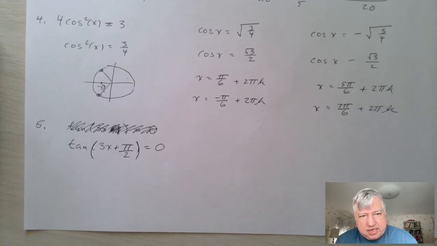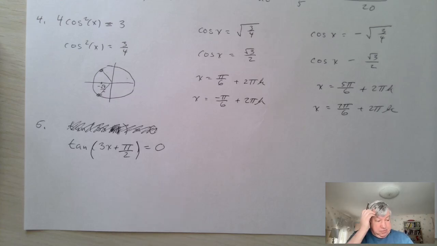It was 3x plus pi on your sheet. That was too easy. I thought it was a little too easy just because pi is the period of the tangent function, so we could just replace that with tangent of 3x plus pi is the same as tangent of 3x. So I'm going to put a pi over 2 here, and let's see what happens.